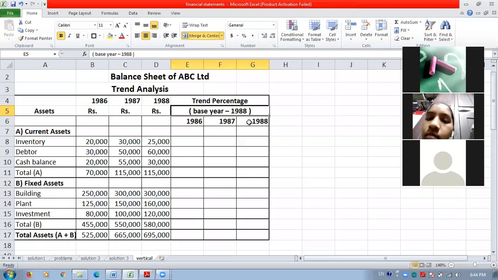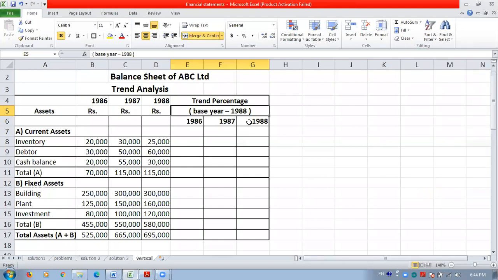So what is the base year? Base year means we take it as a denominator when we go for calculation of trends. If 1986 is your base year, then from this point we are going to calculate the position of the business in 1987 and 1988. Because we analyze the trends from 1986, it is our base year, so we put 100 here, because it is a base. It is going to be a denominator.